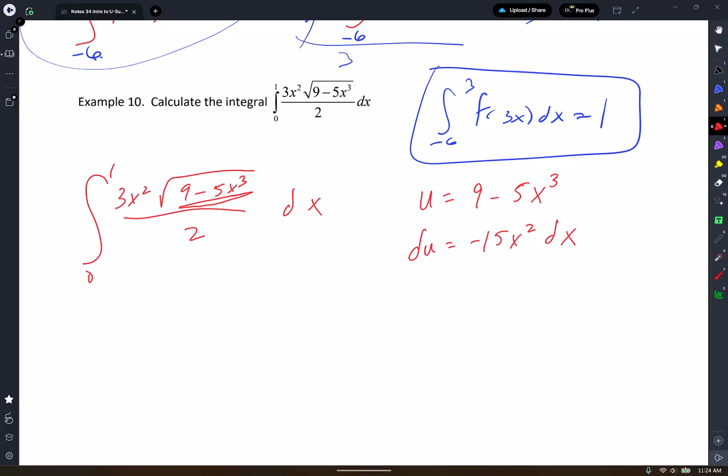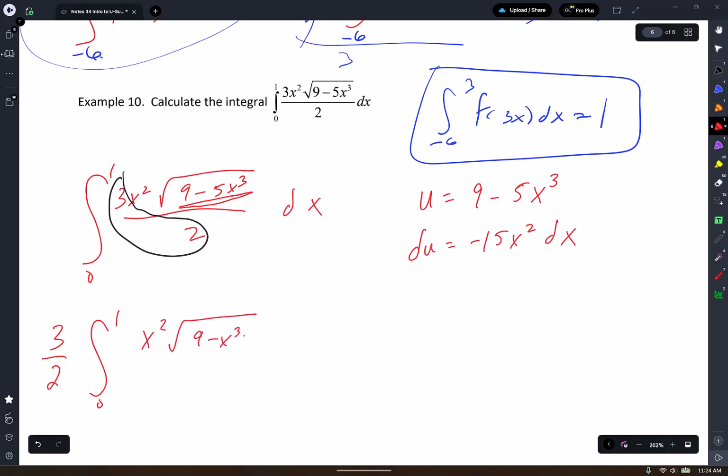All right, here's what I'm going to do. I see a 3 and I see a 2, and those are constants. 3/2, I'm going to pull that outside. So I haven't done anything yet. I'm just rewriting it to make it easy for me. So then it would just be x squared times. Okay, there we go. Here's what I'm going to do. I see a negative 15. That's what I'm going to put in here. If I do that, I put on the outside negative 1 over 15.